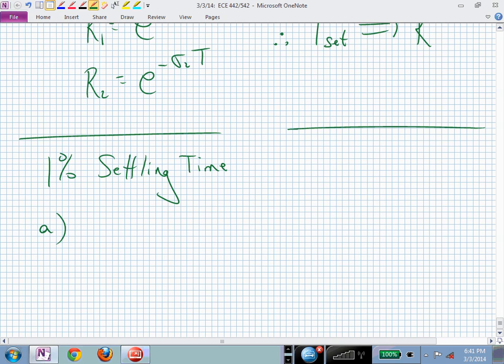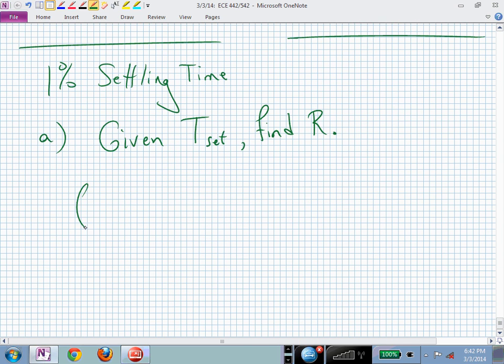Sorry. A. Let's say that you're given a settling time. Now you want to find the R, the radius. And if we need it, we could say t settle is some integer number of the sample periods, and I'll say that that integer number is capital N sub s. That's how many sample periods it's going to take before I have settled to 1% of where I started.